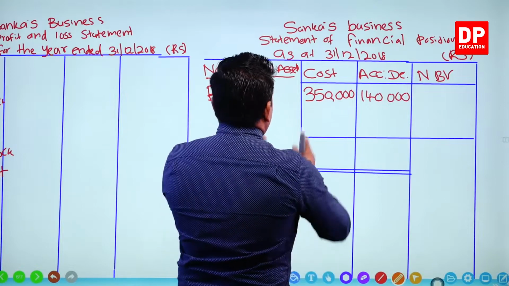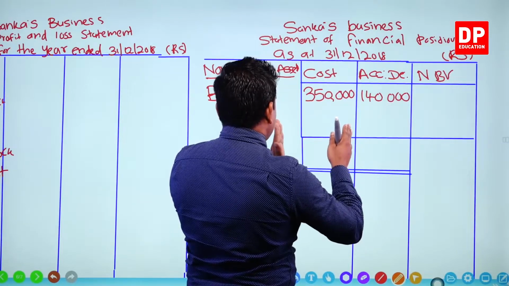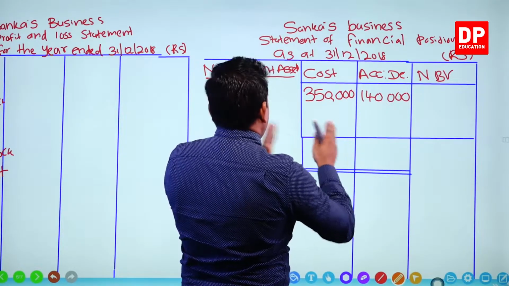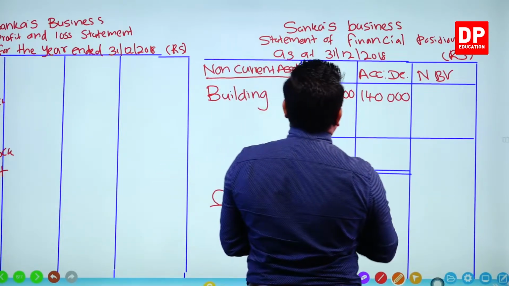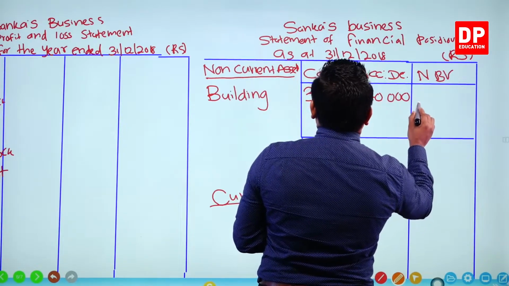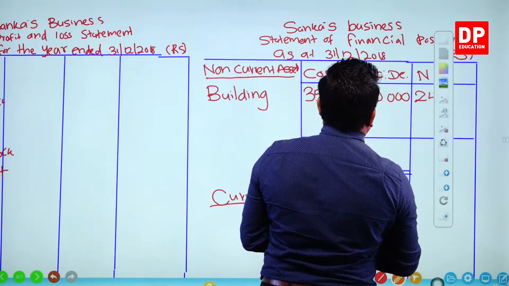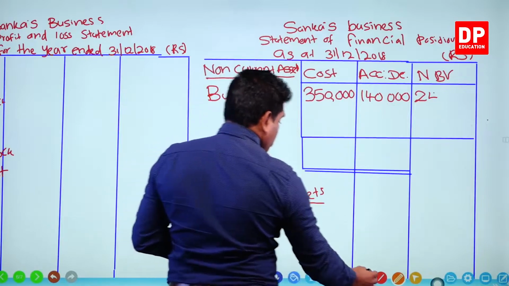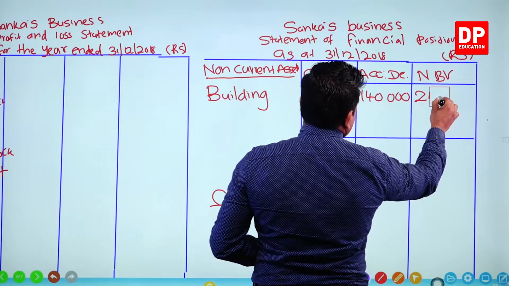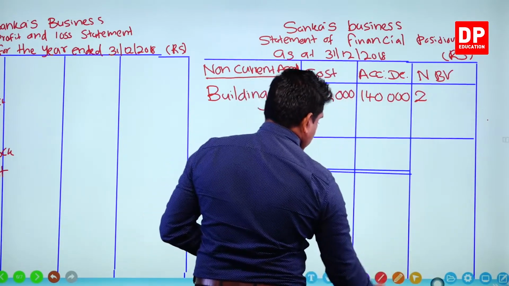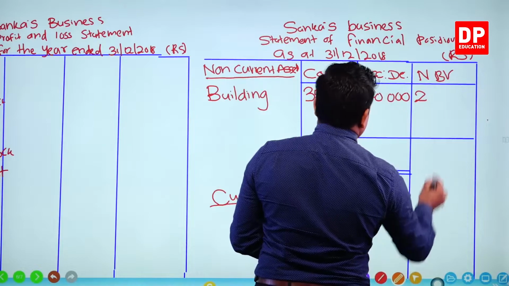Then what you do? 350,000 cost; accumulated depreciation means the value of the asset that we have used out of 350,000. So you subtract it, 350 minus 140. Then how much? Not 240, it should be 210,000, right? 210,000.